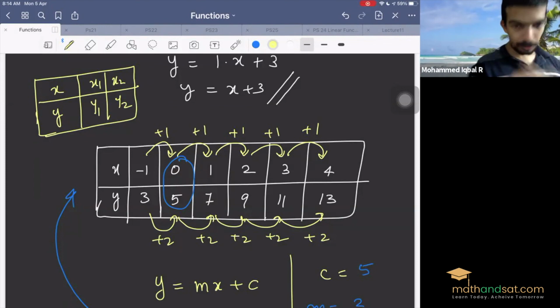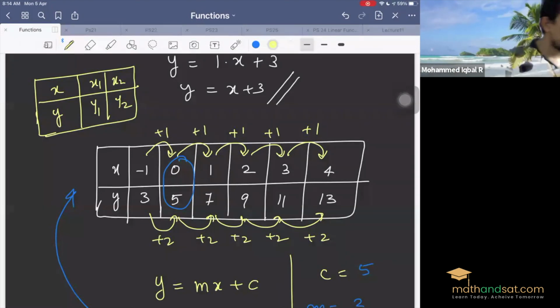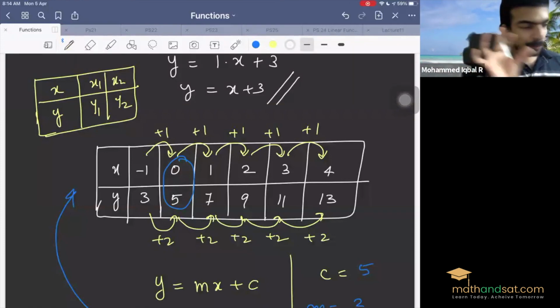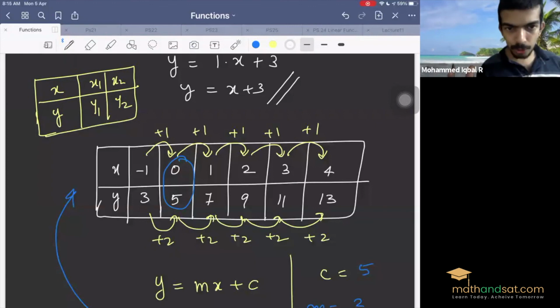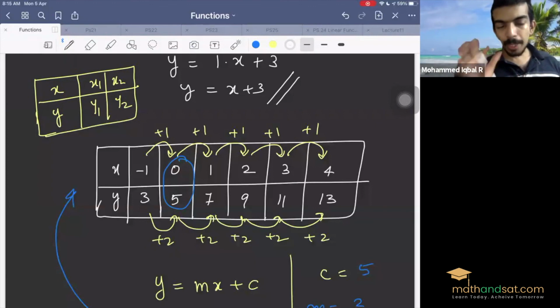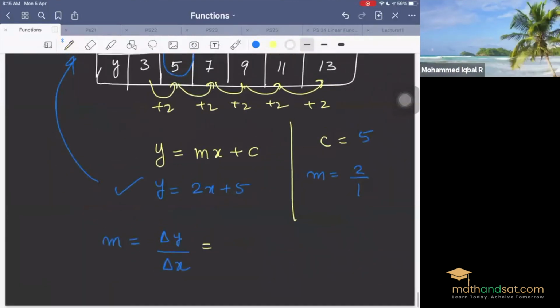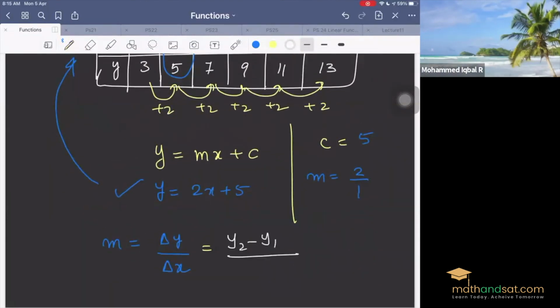How do you calculate that? Change in y by change in x. Change in y is nothing but y2 minus y1. When you're going from y1 to y2, the change is y2 minus y1, the difference. When your input goes from x1 to x2, the change in x is x2 minus x1, the difference. So your m value is nothing but difference in output by difference in input.